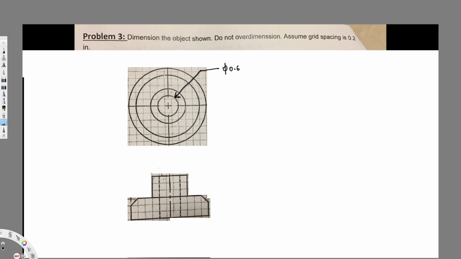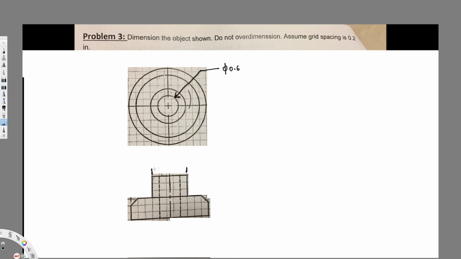So in this case, I have two cylinders right here. If you see, this is a circle, and this is also a cylinder, the big one. And we shouldn't do anything for this inclined part. So let's dimension the top cylinder.